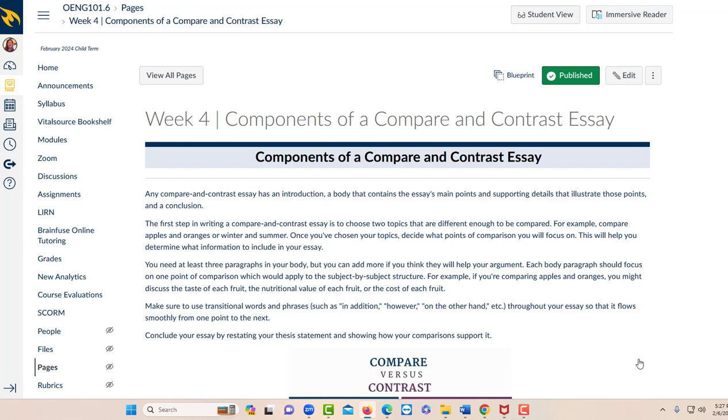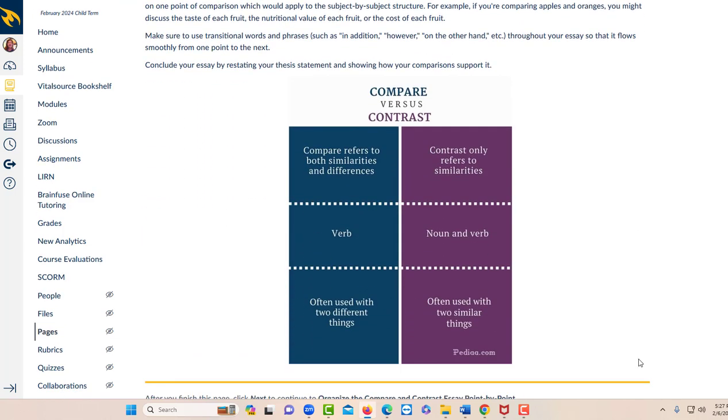You need at least 3 paragraphs in your body, but you can add more if you think they will help your argument. Each body paragraph should focus on one point of comparison, which would apply for the subject-by-subject structure. For example, if you're comparing apples and oranges, you might discuss the taste of each fruit, the nutritional value of each fruit, or the cost of each fruit. Make sure to use transitional words such as in addition, however, on the other hand, throughout your essay so that it flows smoothly from one point to the next. Conclude your essay by restating your thesis and showing how your comparisons support it.